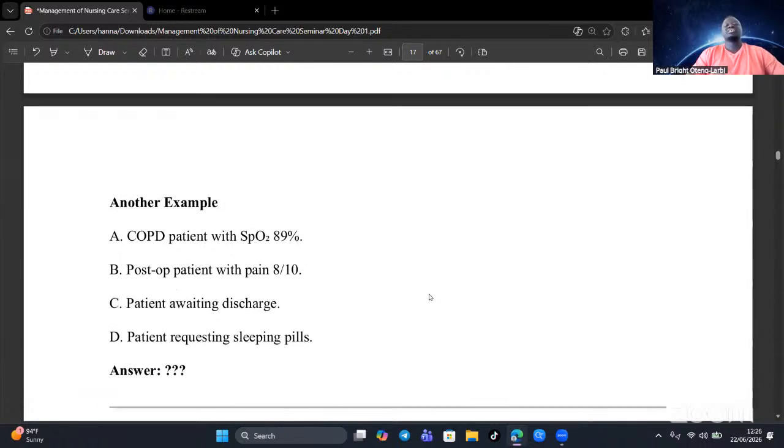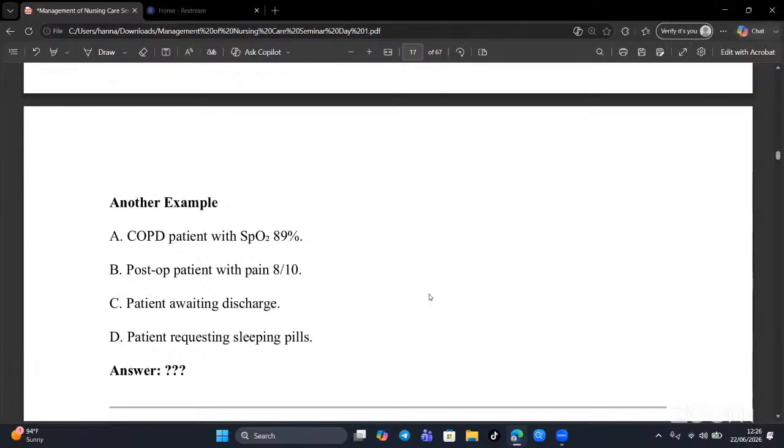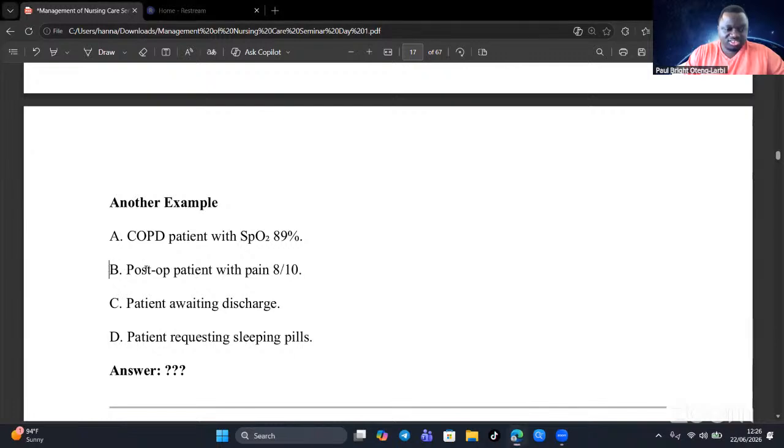Another example. Tell me the answer. Which one will you choose first? You are a nurse manager. You are managing care. Which patient, using the ABCD bundle? I'll choose A. Authorization. You choose what? A. B. Somebody said you choose B. Okay. Why? ABCD, ABC bundle. Yes.